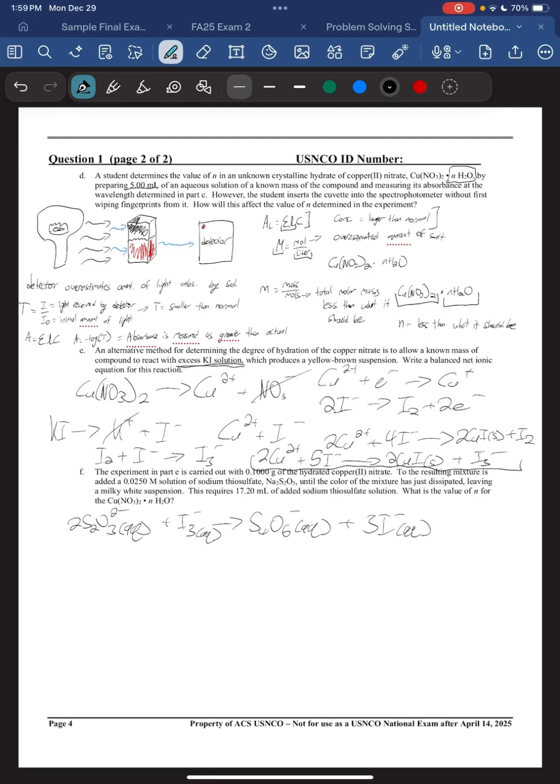So our first step is to find the amount of moles that we have added of the thiosulfate. So how do we start that? Well, they give us the molarity of the solution, which is 0.0250 molarity, and they give us the volume added, which is 17.20 milliliters, which we can turn into liters to get 0.01720 liters. So how do we find the amount of moles? Well, remember that molarity is just equal to n over V, so molarity times volume equals moles. So we can just multiply these two numbers to get the amount of moles.